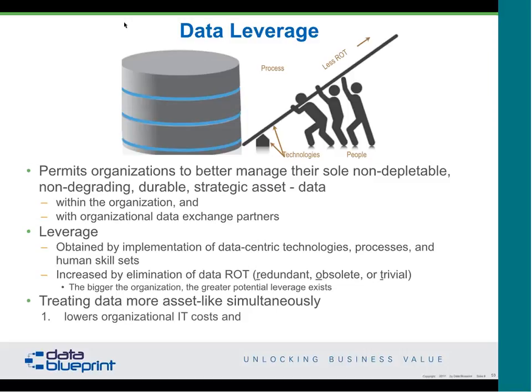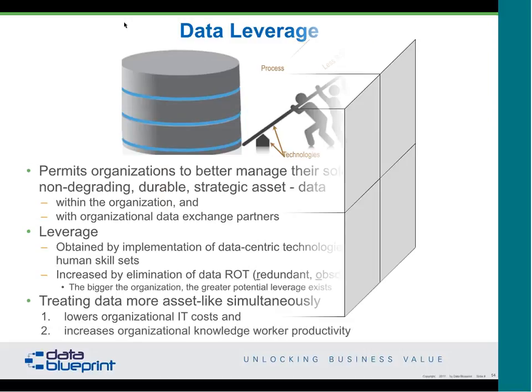If you look at the diagram at the top, it's a very simple engineering equation. A fulcrum and a lever, and people can move a very large thing, but if I want to reduce the rod associated with it, I need less of the energy on the other side. Doing this helps to simultaneously lower IT costs and increase knowledge worker productivity.